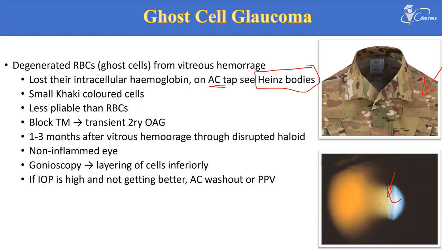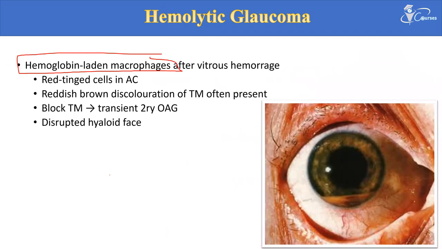Red cell glaucoma is the hemolytic glaucoma. It will show red discoloration of the trabecular meshwork because of the macrophages with hemoglobin.